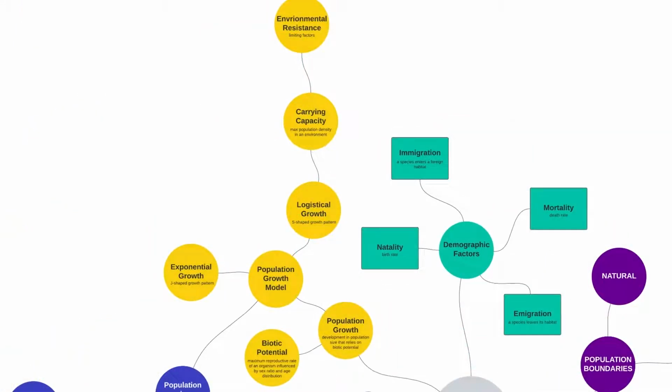Population growth is quite simply the growth of a population, an increase in its total number of individuals. This relies on biotic potential, which is the maximum reproductive rate of an organism influenced by sex ratio and age distribution. Naturally, with how most species are designed to produce offspring, a population can grow indefinitely through exponential growth, which is depicted in a graph as a never-ending J-curve.